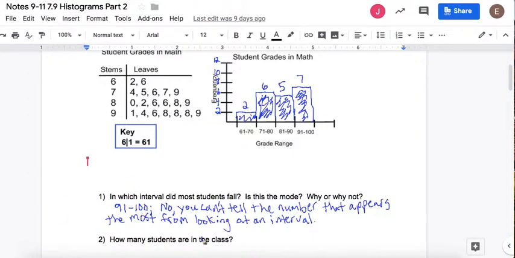Okay, how many students are in this class? So we're going to add the frequencies. 2 plus 6 plus 5 plus 7 is 20. So we're going to write 20 students.